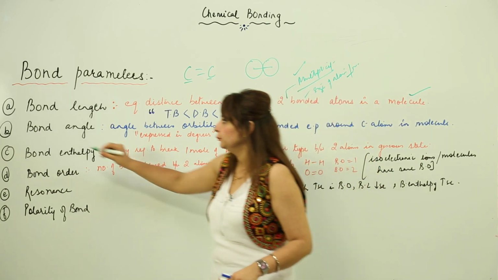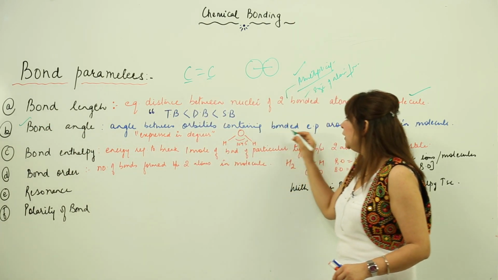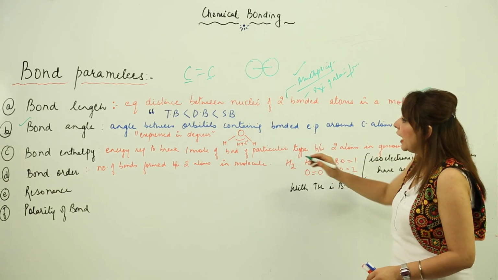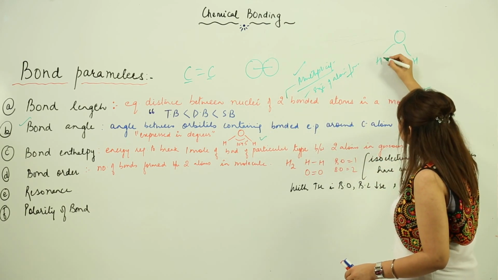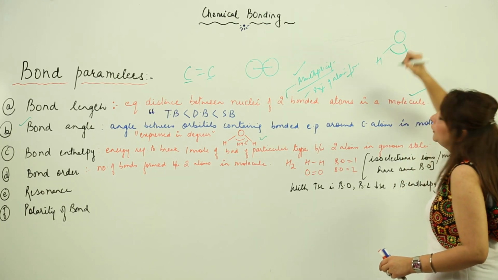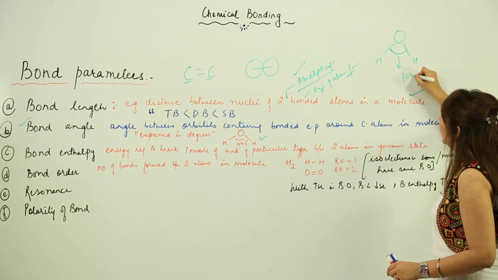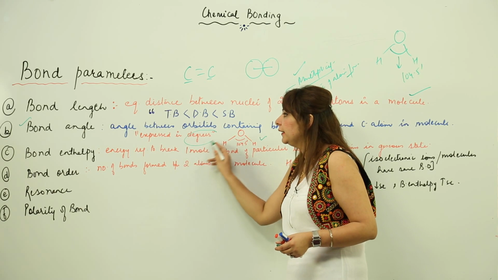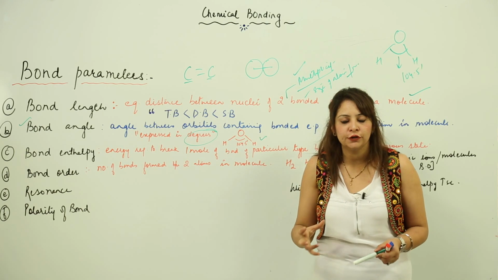Second is the bond angle. So what is the bond angle? It is the angle between the orbitals containing bonded electron pairs around the central atom in a molecule. Suppose this is my oxygen, this is my hydrogen, this is my hydrogen. So this is my orbital containing a bonded pair, and this is my orbital containing a bonded pair. The angle between these orbitals containing the bonding pairs is called the bond angle. In this case, it is 104.5 degrees, and it is expressed in degrees, right? Bond angle is very important because it helps in predicting the shape of molecules, right?